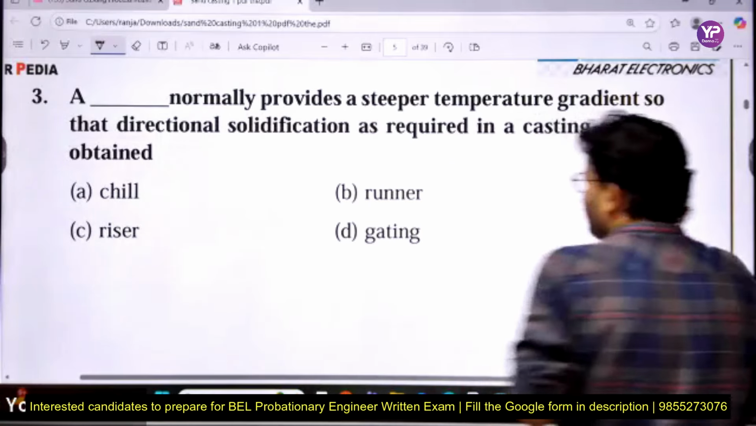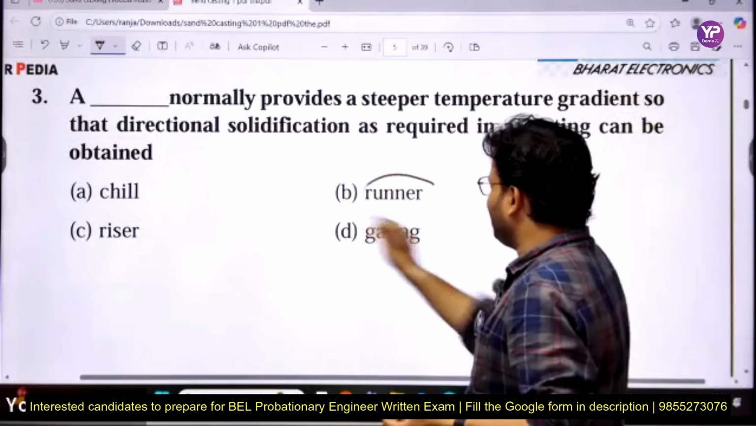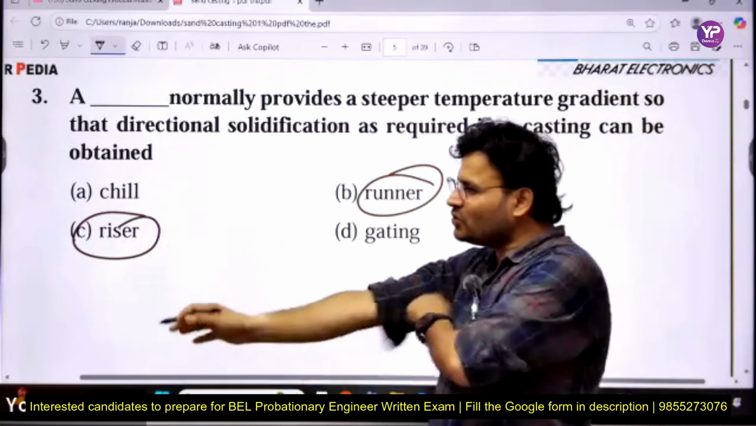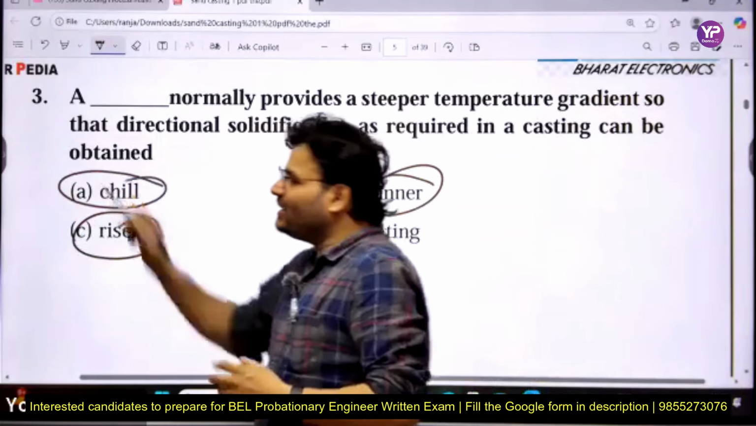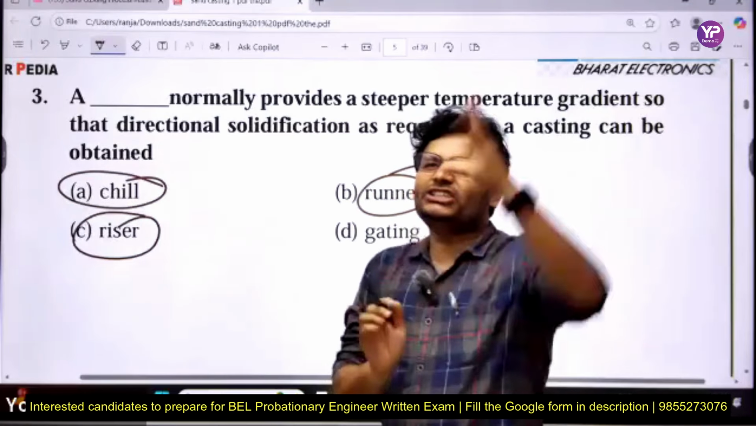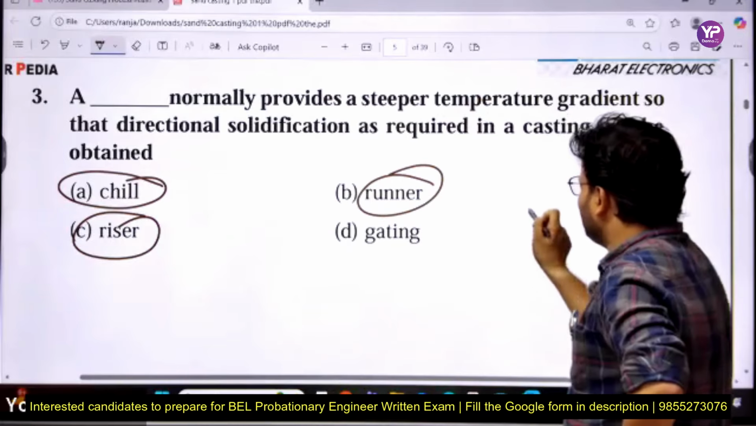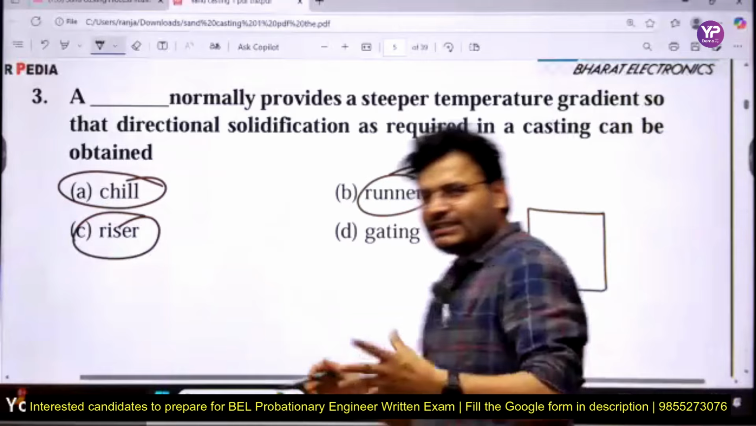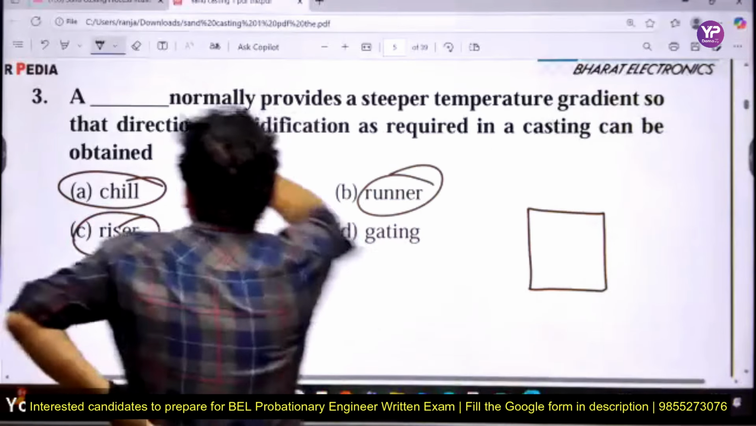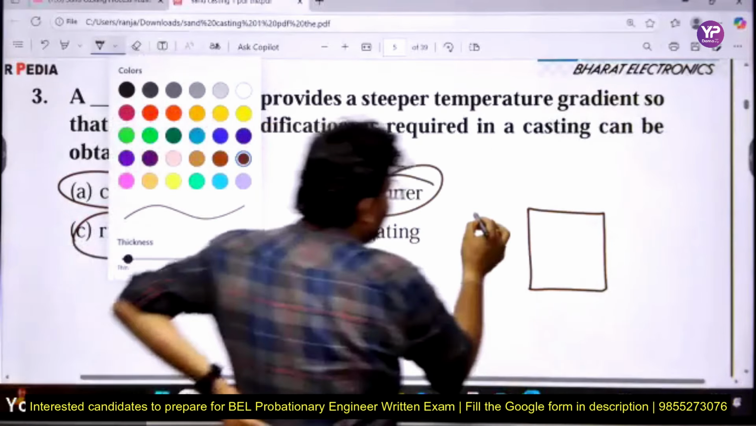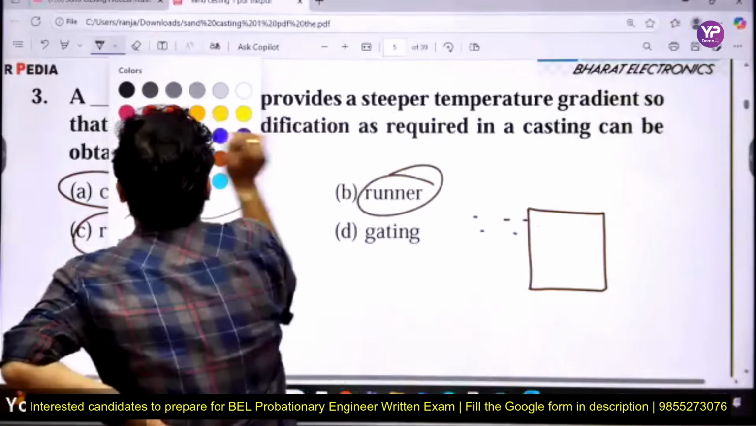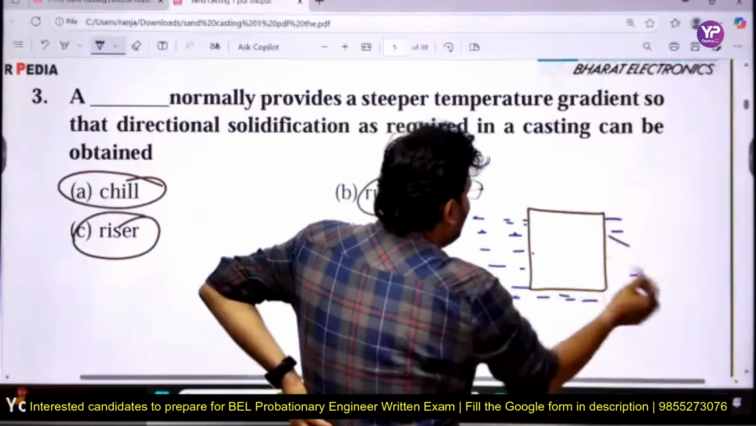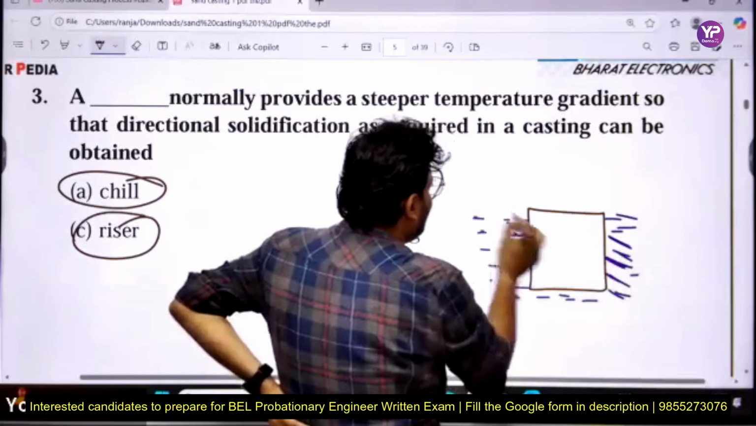A student can say, sir, in the starting you talked about the runner. I know the riser, gating also I know, but sir, chill I don't know. You don't know what a chill is. My dear friends, just listen to one thing. Suppose this is the pattern, and obviously it is inside the sand. There is a lot of sand. These all are sand, sand, sand, sand, sand.